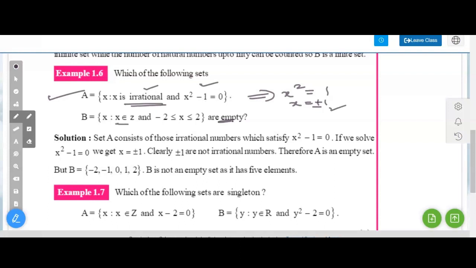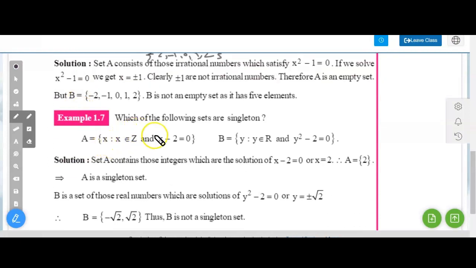And then comes X belongs to integers, where X is between -2 and +2. That means -1, 0, 1 and 2. This is the set. So it's not empty, it has elements. So the first one is an empty set.